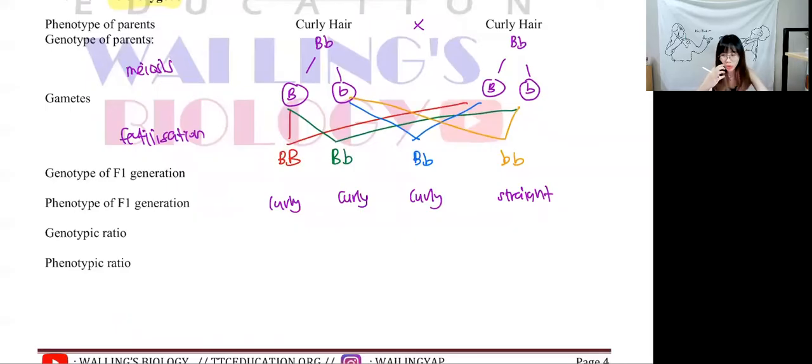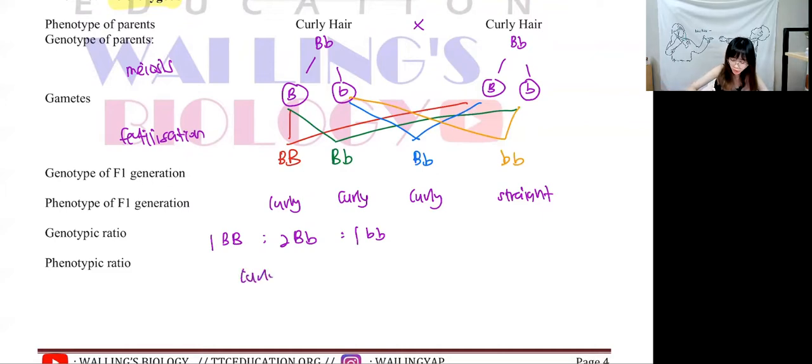Genotypic ratio. Okay, how do we want to write genotypic ratio? First of all, we're gonna write what is the difference over here. We have 2 big B, 1 big 1 small, and 2 small, right? We calculate how many 2 big B do we have? We have 1 2 big B, we have 2 1 big 1 small, and 1 2 small b, right? This is the genotypic ratio.